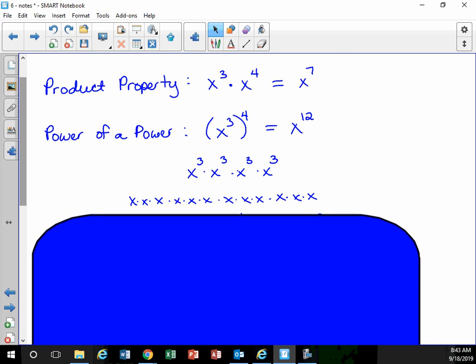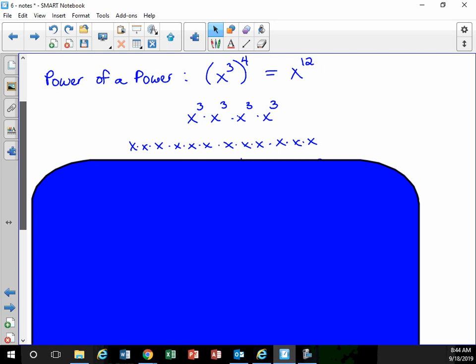Okay, and again, guys, you don't have to write this down, but this is just showing you why we multiply. So if it's x cubed to the 4th, that's actually 4 of these x cubes. And each x cubed is 3 x's, right? So there's 12 of them if you were to write it all out. I do not expect you to write any of these out like that, okay? Just showing you why it works.